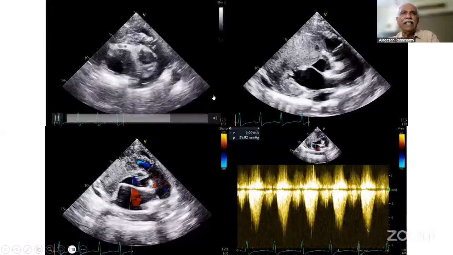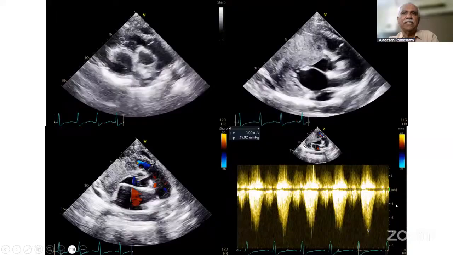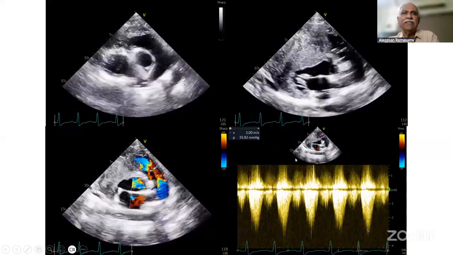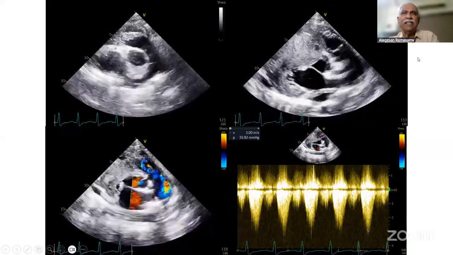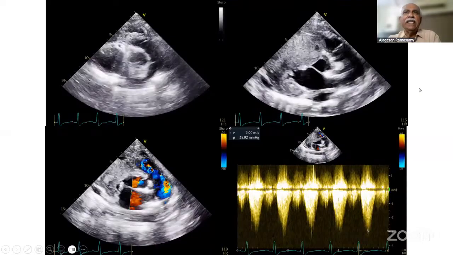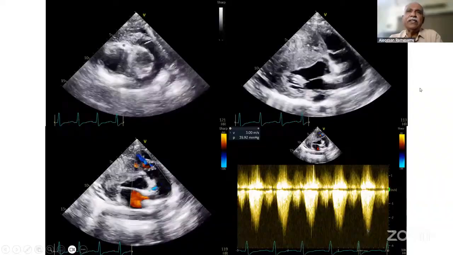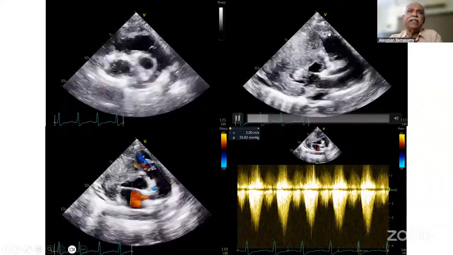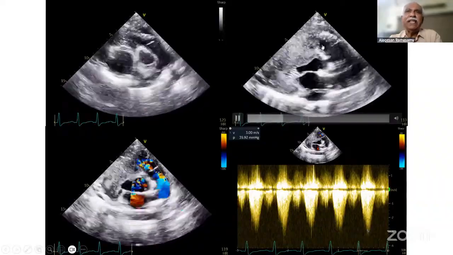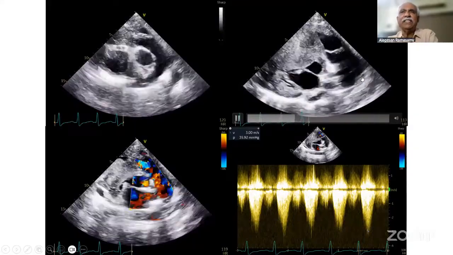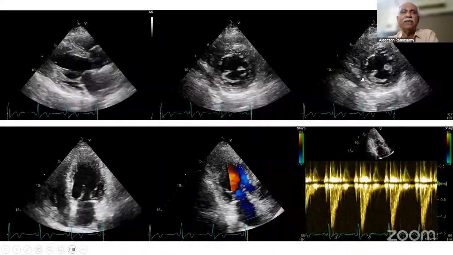The same patient had a right ventricular outflow obstruction also, a gradient of 36 millimeters across the right ventricular outflow. Right ventricular involvement occurs in about 20 to 30% of the patients. The right ventricle is hypertrophied, but right ventricular outflow obstruction itself is very rare in hypertrophic cardiomyopathy.